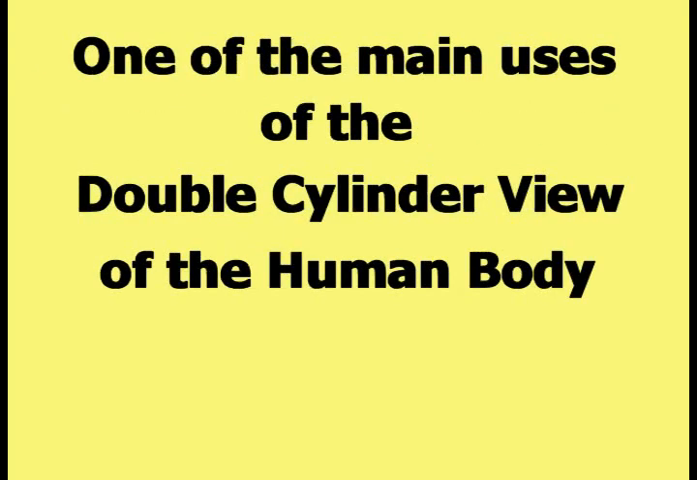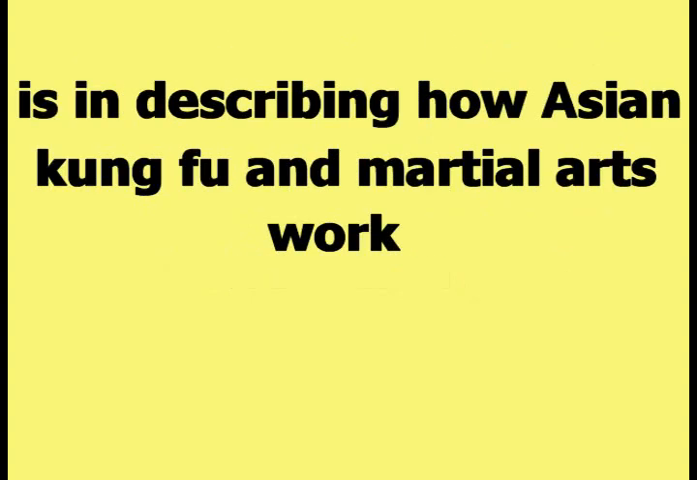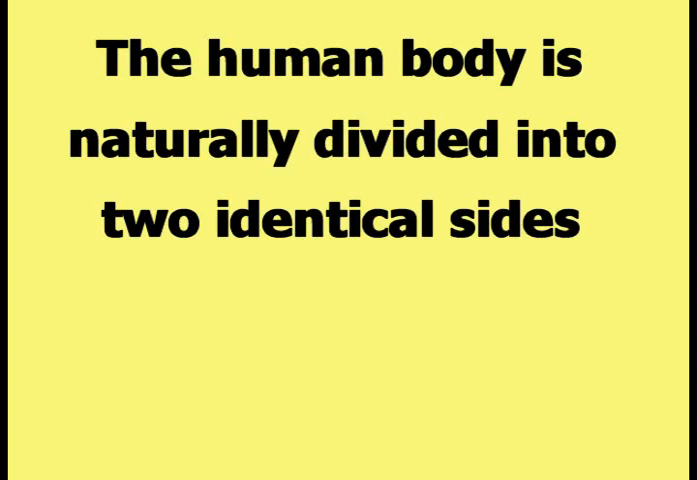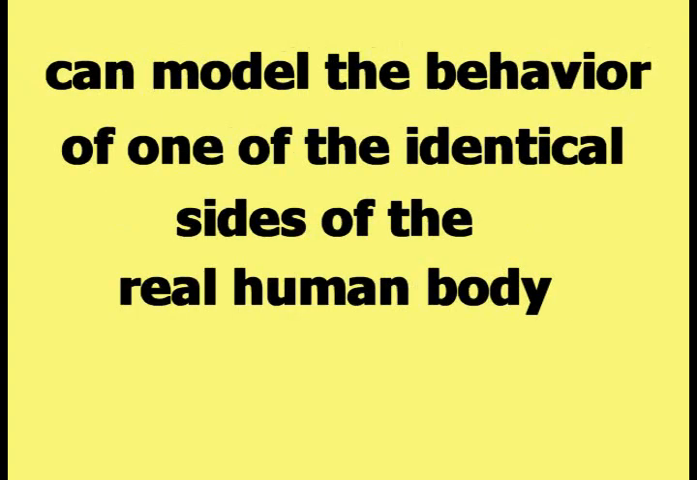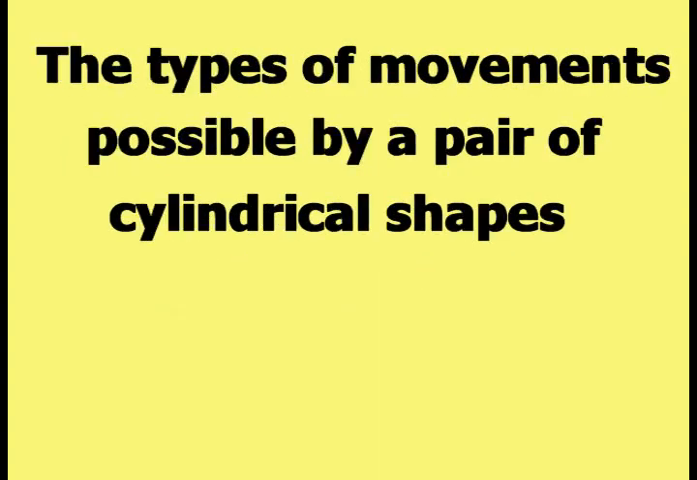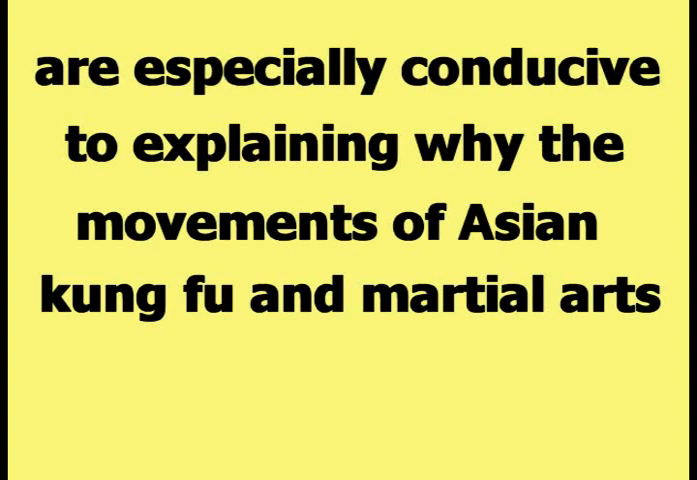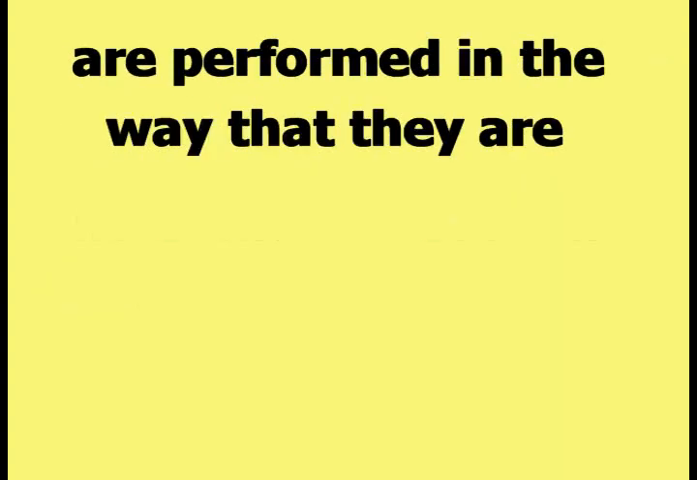One of the main uses of the double-cylinder view of the human body is in describing how Asian Kung Fu and martial arts work. The human body is naturally divided into two identical sides. Each one of the identical cylinders from the double-cylinder view can model the behavior of one of the identical sides of the real human body. The types of movements possible by a pair of cylindrical shapes are especially conducive to explaining why the movements of Asian Kung Fu and martial arts are performed in the way that they are.